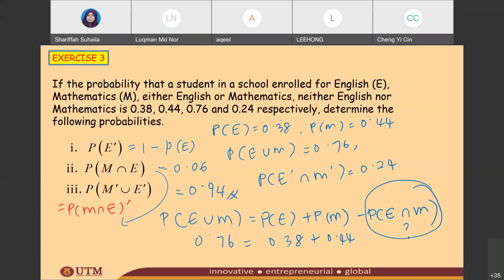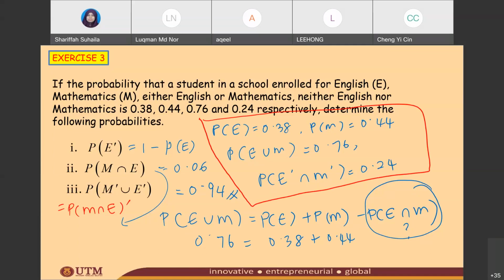Okay, the probabilities are already given. I have written them: probability of English is 0.38, mathematics 0.44. Either English or mathematics, so E union M, is 0.76. Neither English nor mathematics, both not: not English, not mathematics, so E prime intersect M prime, which is 0.24. This is your information, from the sentence.